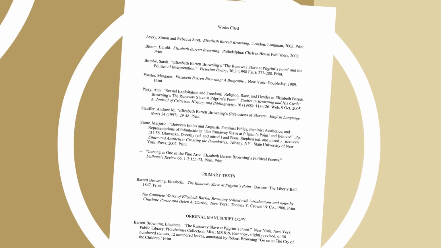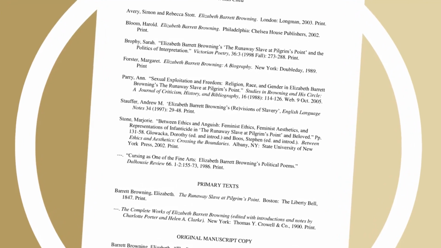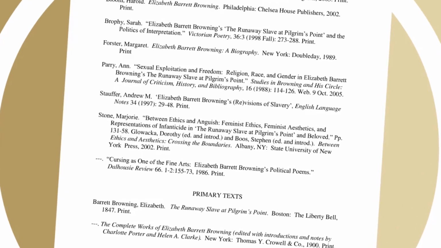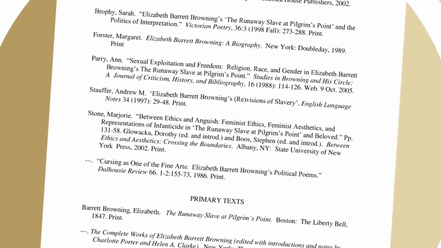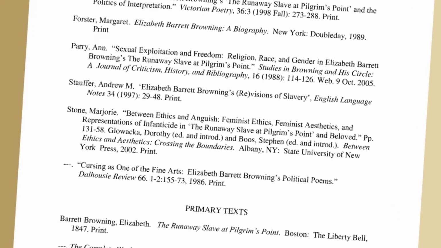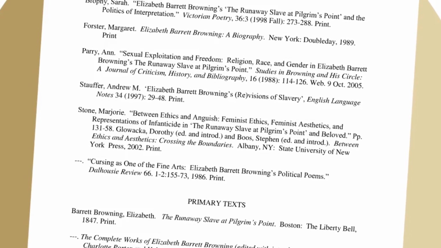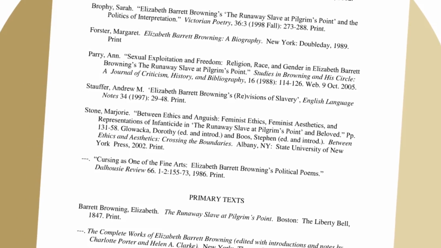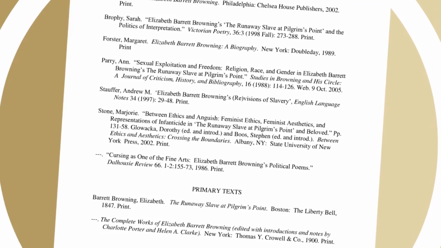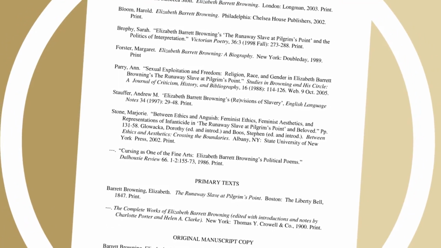You'll notice if you have one author with more than one work, Marjorie Stone, you don't repeat her name again. You have hyphen, hyphen, hyphen, period. That way everybody knows that it's Marjorie Stone who wrote both Between Ethics and Cursing as One of the Fine Arts. You didn't know that, did you? Also, you see an original manuscript copy, and these are handled a little differently. So there are a lot of different examples on here, and you can look at that for how to do a works cited page.